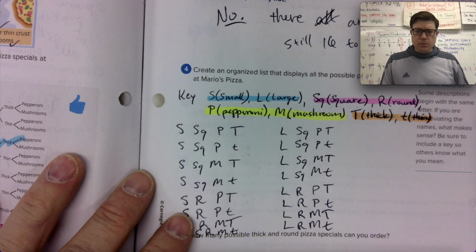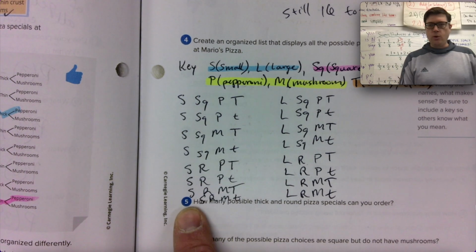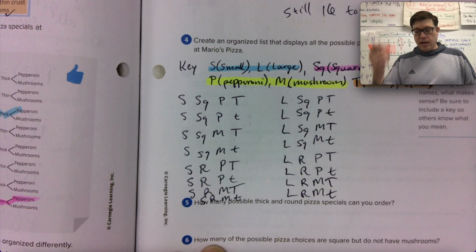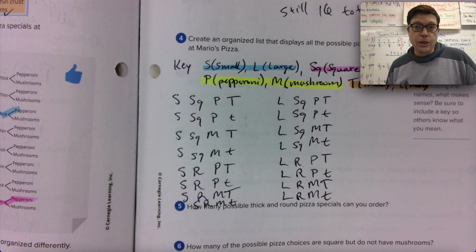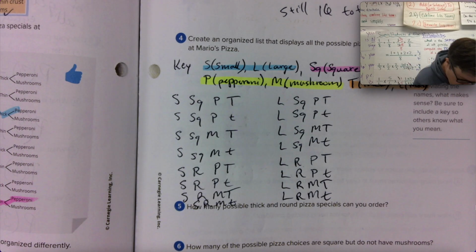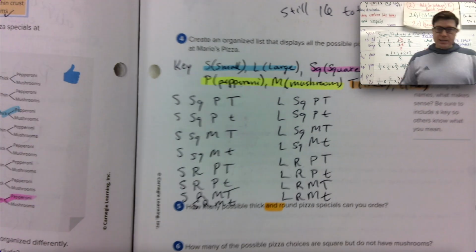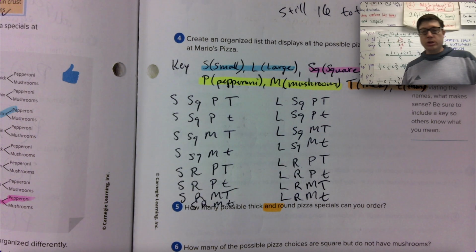How many possible thick and round pizza specials can you order? I'm looking at question 5 right now, and maybe it's worth a highlight. So I'm going to look for thick and, meaning together they have to both be conditions of the pizza. The word "and" is the key word here. And so I'm going to use orange for this one. I'm going to go back into this ordered list and highlight them.